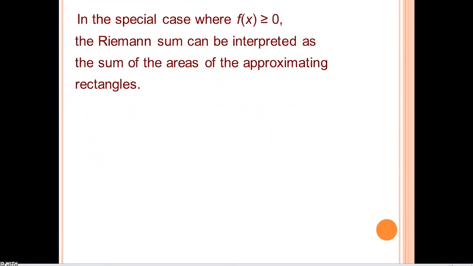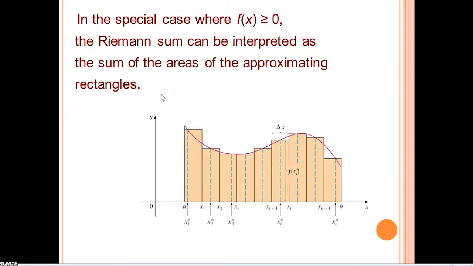Okay, so some special cases: say f of x is greater than or equal to 0, that is, the function is positive, or non-negative. In that case the Riemann sum can be interpreted as the sum of the areas of approximating rectangles. I will show you using a diagram. See here, this is the diagram of a positive function. This is the function, red colored, defined on this interval a comma b.